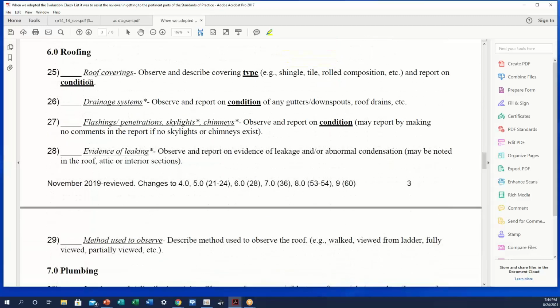Here's the roofing section. Roof coverings, observe and describe the covering. Okay, it's got a tile roof, mission tile. We'll say it that way at the moment. Shingle, tile, rolled, composition, etc., and report on the condition. I can tell you the type of tile, but I don't know the condition. A roofer familiar with tile must inspect and walk the roof to determine the complete condition of this roof, whatever the wording is. We'll go look at roofing and see what I have to say. And that's what it has to say, everybody.